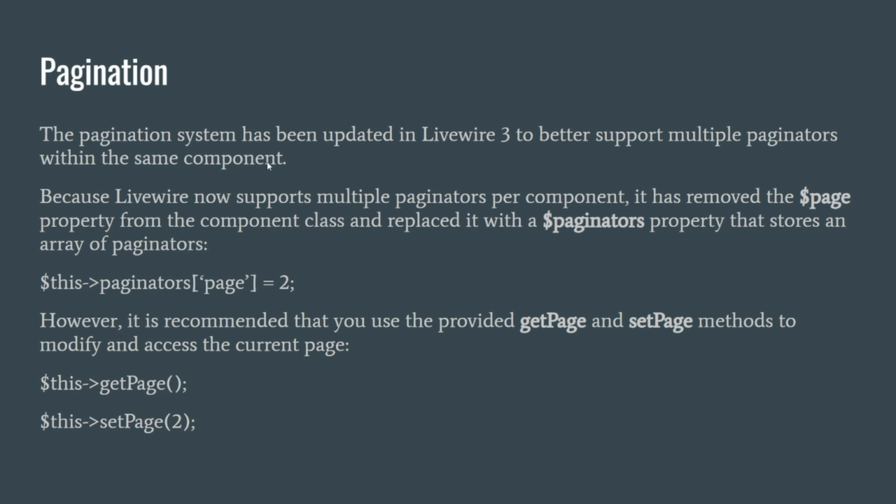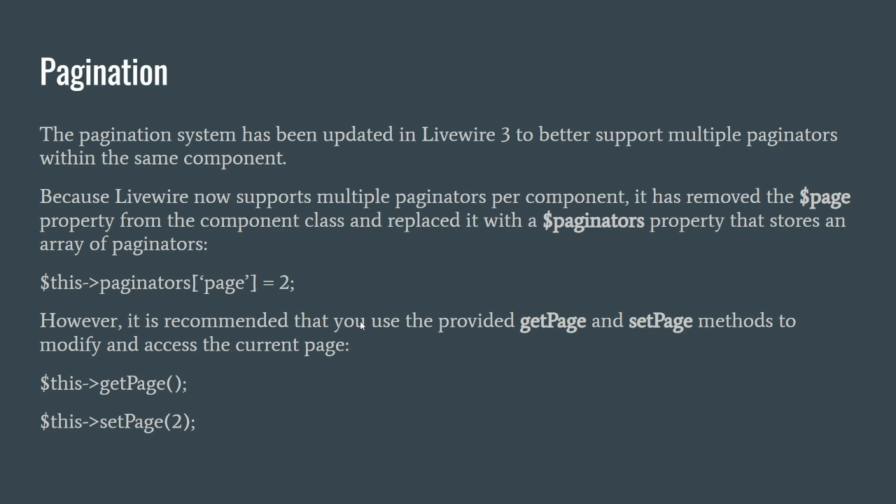Now $page is removed in Livewire 3, and to do the same we shall be using this code now, that is $this->paginators['page']. So the paginators array must be used in order to implement the pagination in Livewire 3, and this page is basically the key and the value is 2.